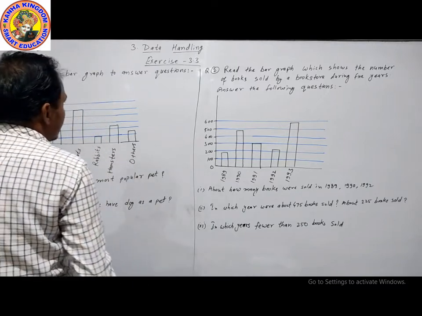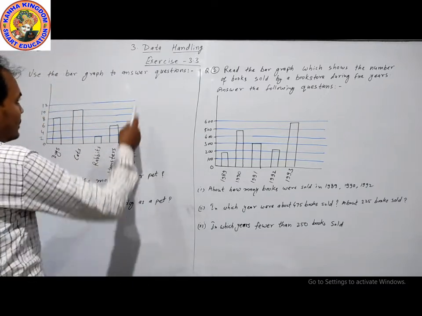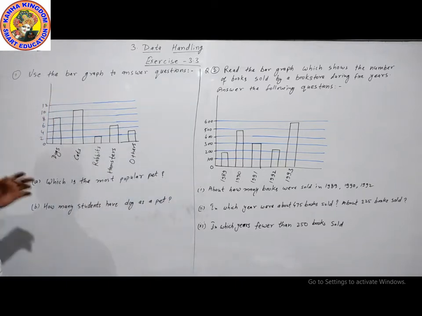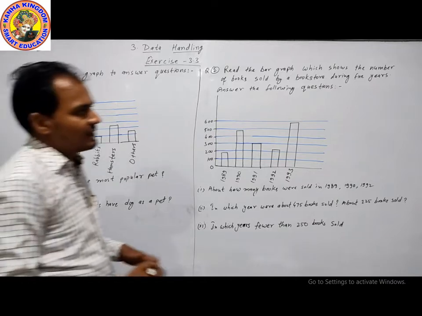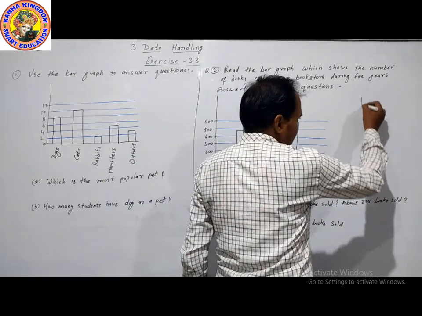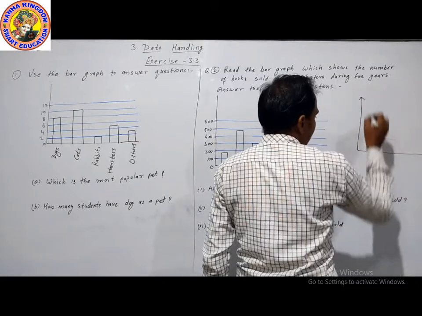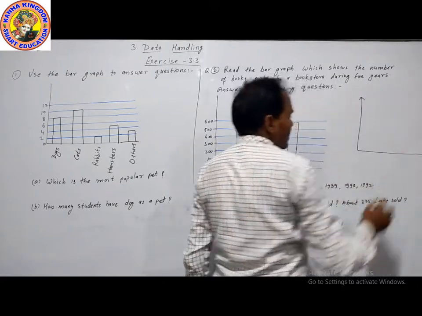Our chapter number 3, data handling, exercise 3.3. New exercise about graph. What is a graph? A graph is a diagram in our copy book or graph copy. In this, there are two lines.